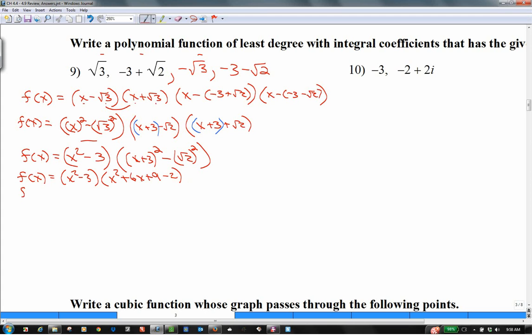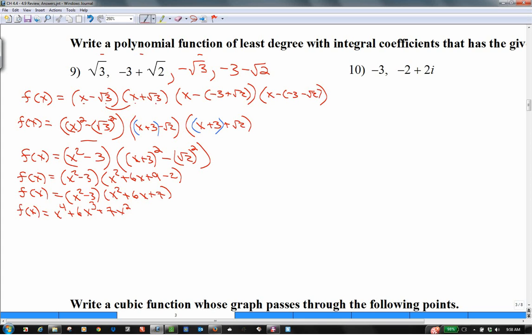So I would have x squared minus 3 times x squared plus 6x plus 7. Now I'm simply going to multiply those together. So I have x squared times x squared. x squared times 6x is plus 6x cubed, plus 7x squared. So now I've distributed the x squared over.